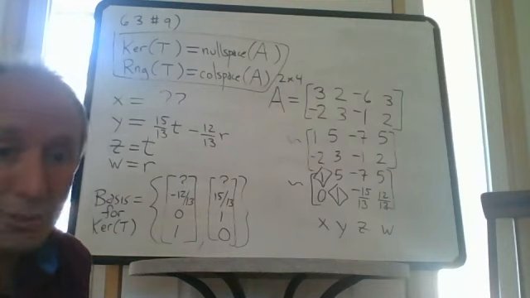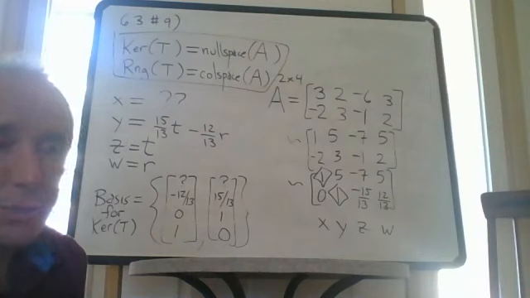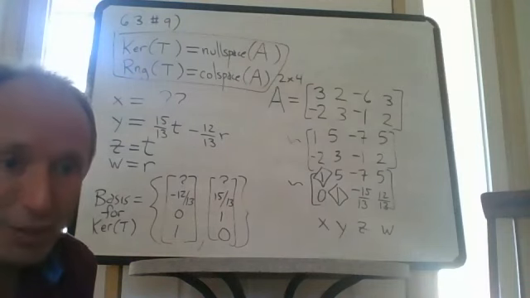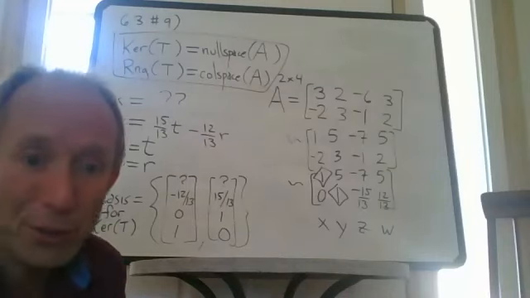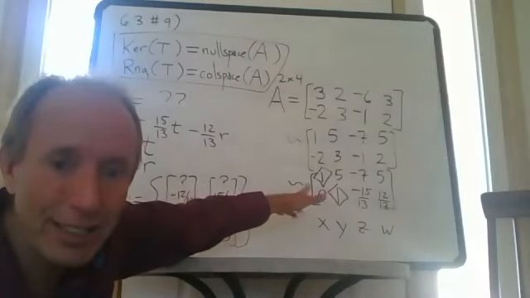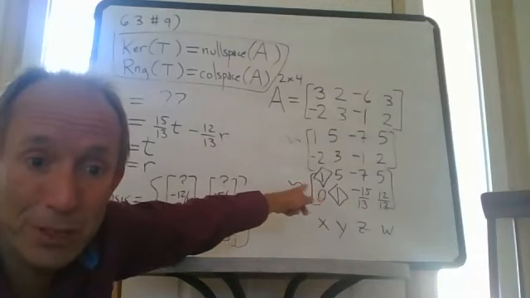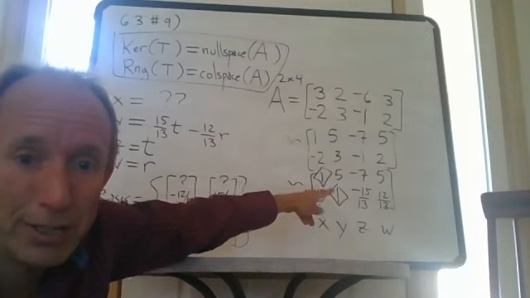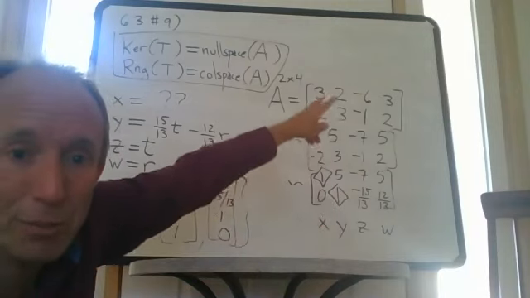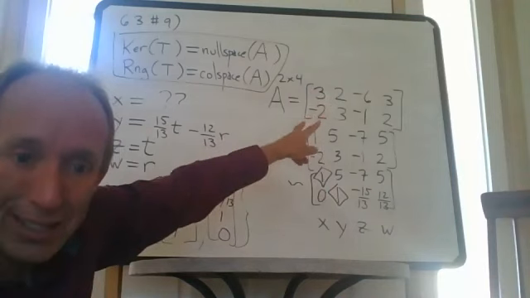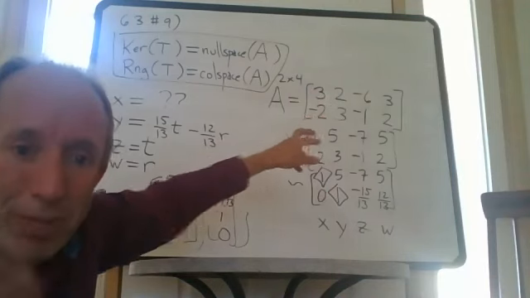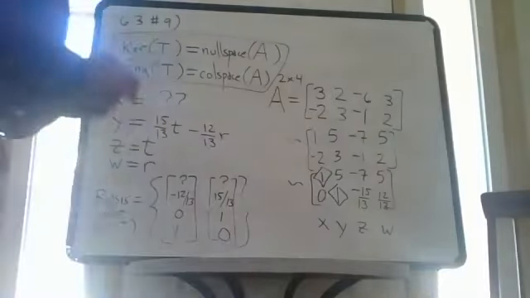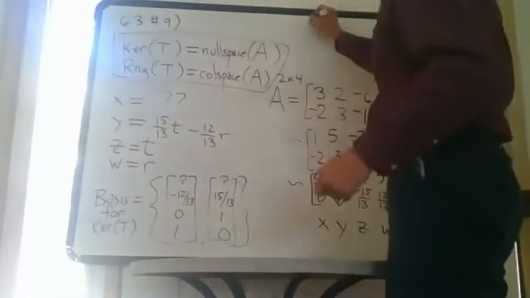Okay, what about the range of T? Well, the range of T is just the column space of the matrix. And you notice that we already row reduced the matrix on the right-hand side over here. It's the first two columns that have pivots. So remember how you get your basis for your column space? You just go back to the original matrix and grab the corresponding columns from the original matrix. So this one is easy. The basis for the range of T, I'll put it up here.